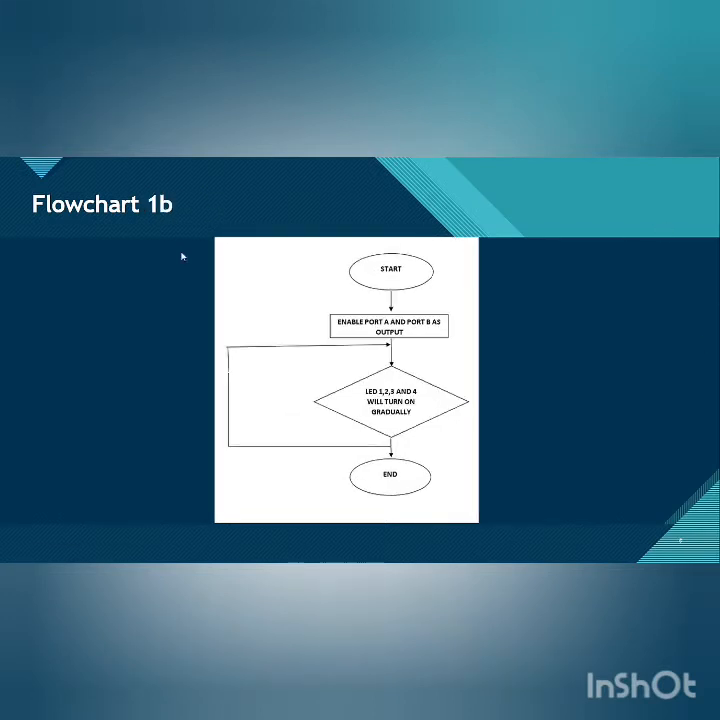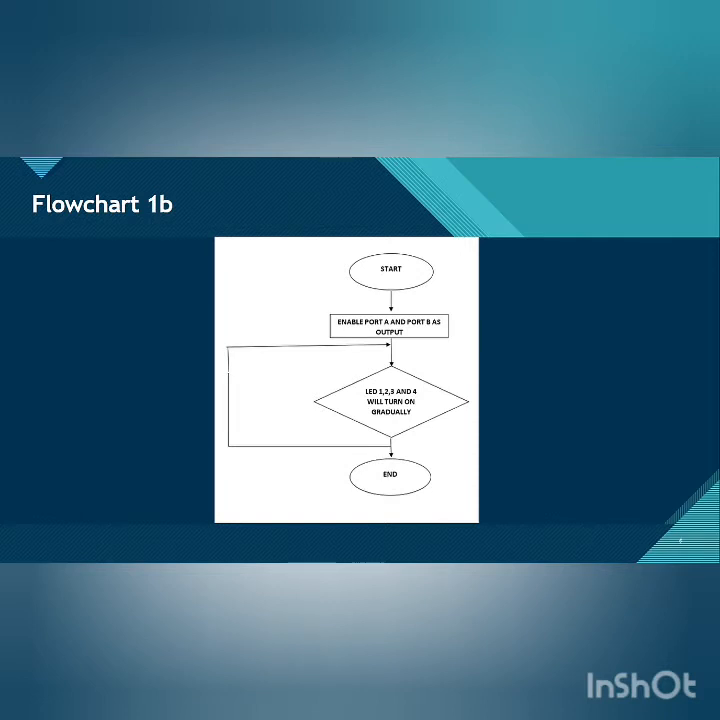So this is the flow chart for part 1 question number 3, which is, the question said modify the program so that the LED will turn on one by one starting from LED 1 until LED D4. So this is the flow chart. It's quite the same, just like the first one.